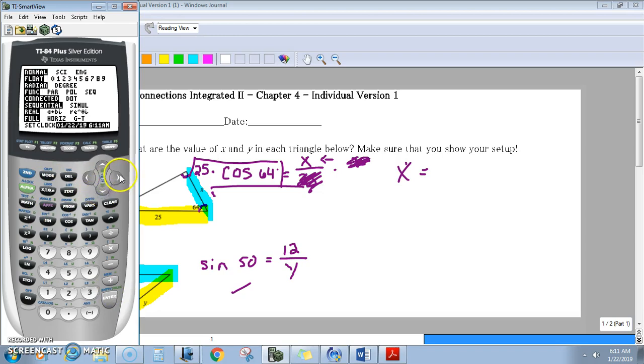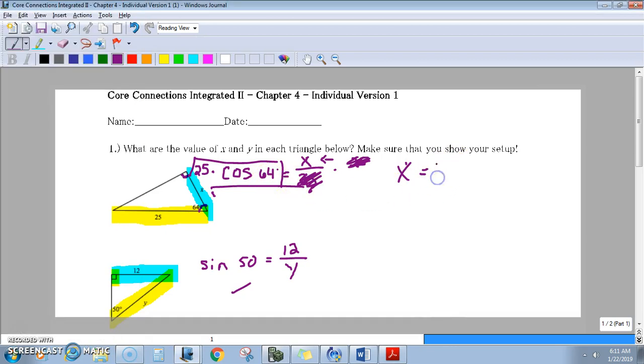And nope, I'm in radian. So look, I have to go over to degree. Then I'll go back to the main screen. I'll do the same exact entry. 10.96. If I round correctly, it's going to be 10.96. That's to the hundredth spot, dollars and cents.